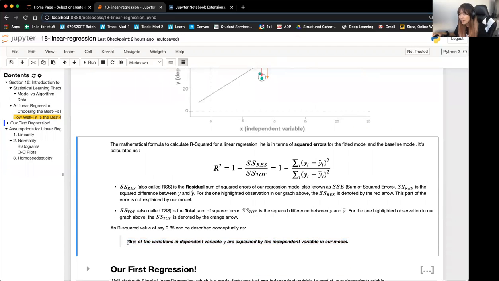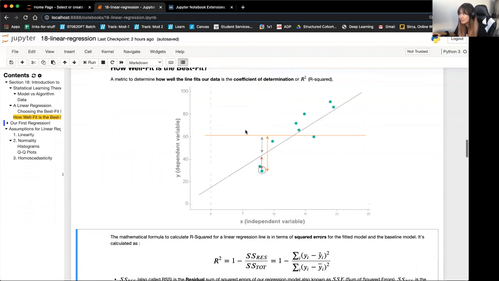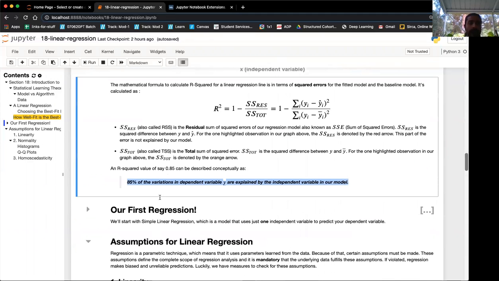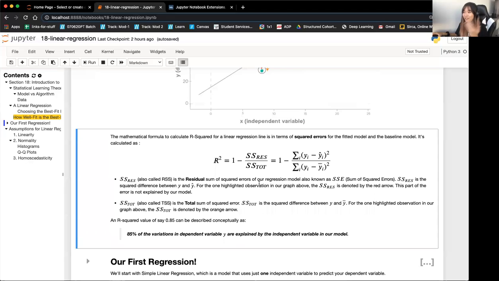The R squared has to be 0.85? Well, the R squared is something that is derived from our model. So we get our R squared from our model. Of course, the higher your R squared, the better your line is fitting the data. And this is just some arbitrary number. But whatever R squared value you get, it is the percentage of variation in your dependent variable y that is explained by the independent variable in your model.